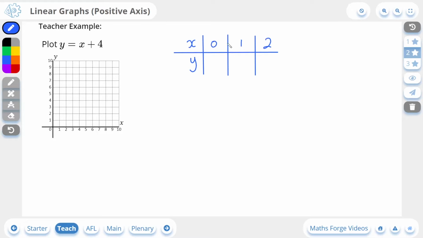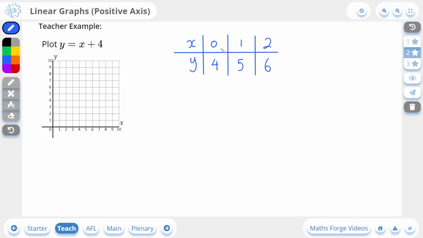So try and keep the values that you assign to x as simple as possible. I'm then going to figure out, based on these x values, what my y values would be for this line. Well, this equation is telling me the y values are equal to the x values plus 4. So my y value when x is 0 must just be x plus 4, so 0 plus 4, which is 4. And my y value when x is 1, well, y is x plus 4, so y is 1 plus 4, which makes it 5. And the same can be done for the 2, so it's going to be 2 plus 4, which is 6.